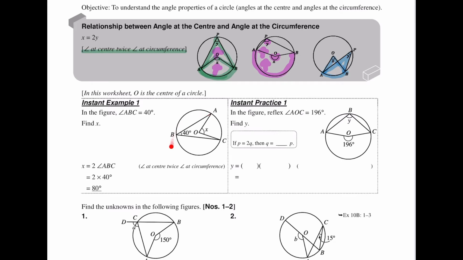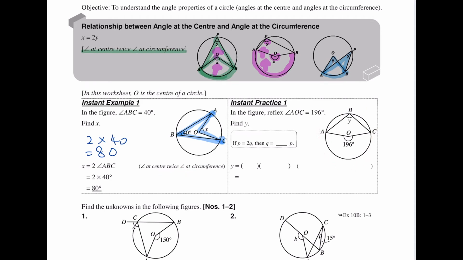The first example, you are given this as 40 and you have to find the angle at the center. This 40, if you see this angle 40, came from A and C, and then A and C also goes to the center. So we can use this property, angle at the center is twice the angle at the circumference, which is 80. That's why your answer is 80. And remember to write the property: angle at center twice angle at circumference.